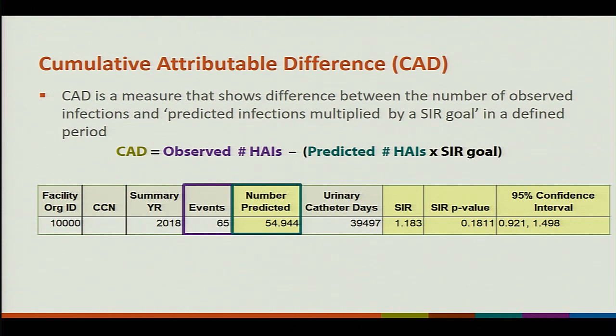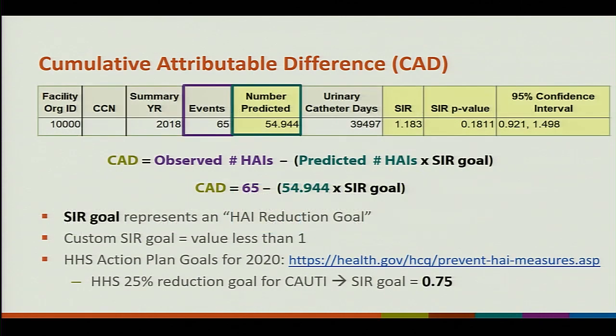We're pulling those same values that we saw from the SIR, the number of events, the number predicted, but that bolded black part, the SIR goal, that's where we're going to concentrate on creating our HAI reduction goal. What SIR do we want our facility to strive to reach? What point are we trying to push our facility to obtain?